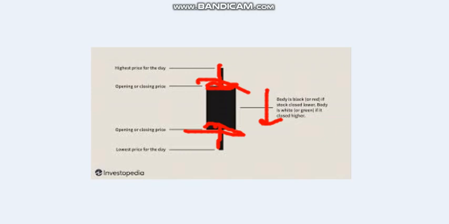So if you look at this one standalone candlestick, what you can make out of this is, since this is a bearish candle, it is dark colored, this becomes the opening price, this becomes the high price for the day, this becomes the low price for the day, and this becomes the closing price.